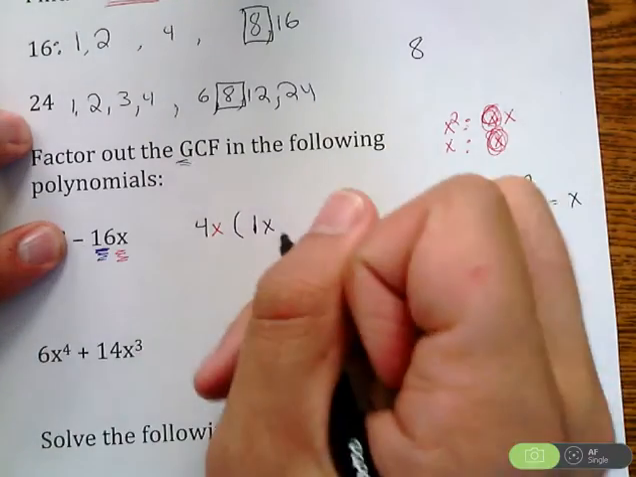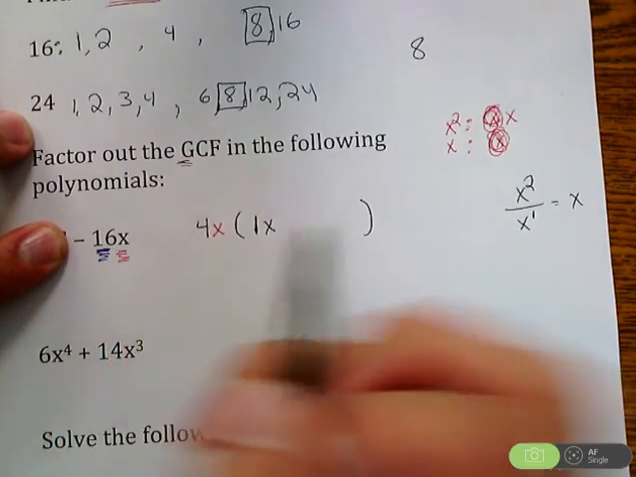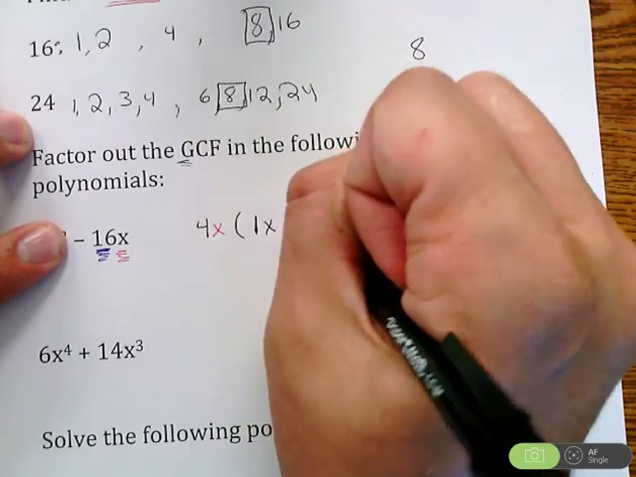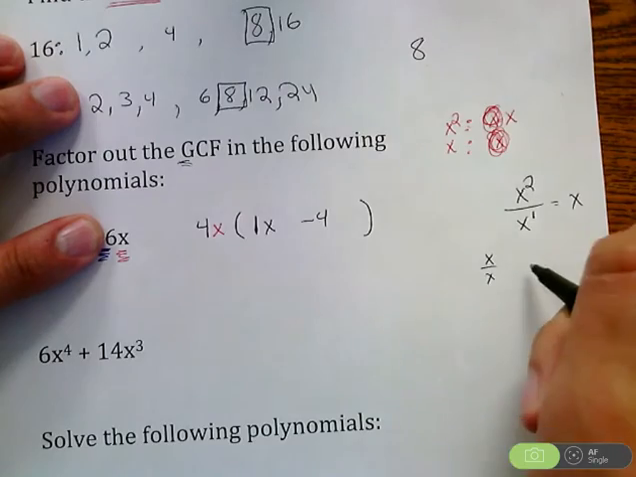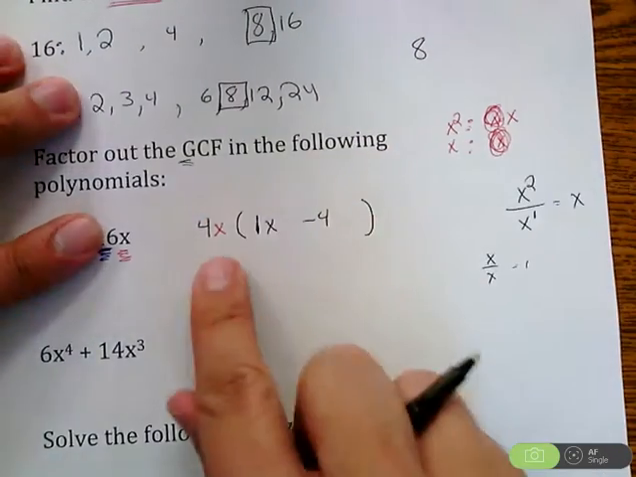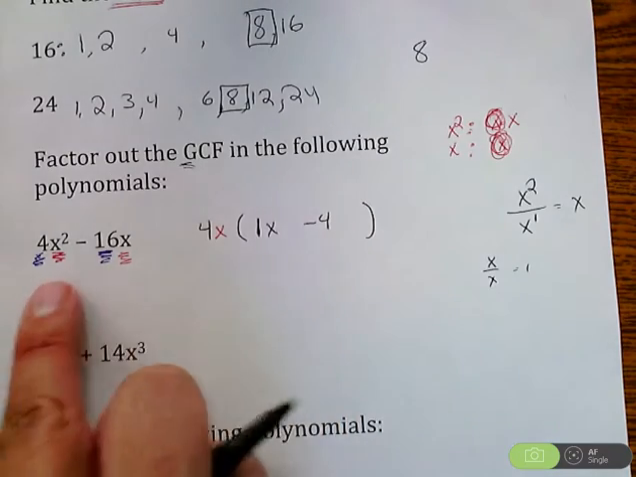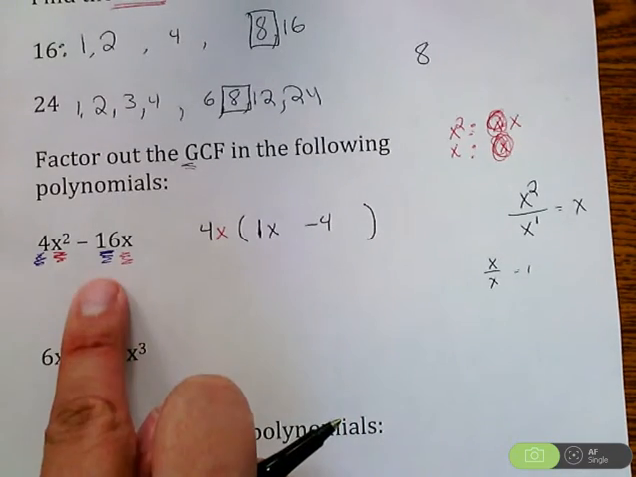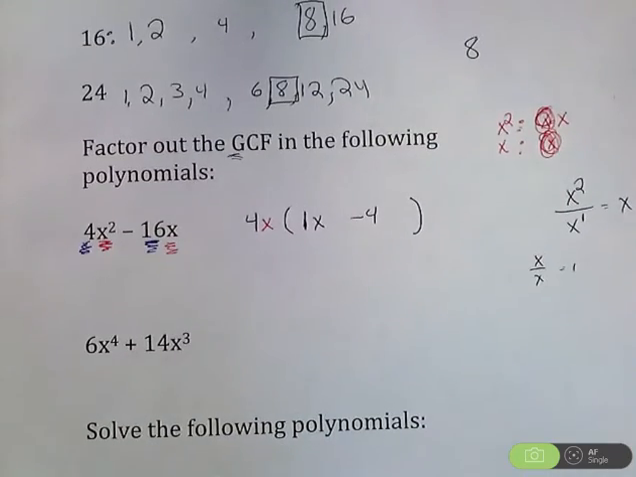I also have a negative here, so I have a negative 16 divided by 4. Negative 16 divided by 4 is negative 4, and then I take x divided by x, which is 1. So I have this 4x times (1x minus 4). This is the polynomial factored, and that's using a GCF. So let's do one more example.